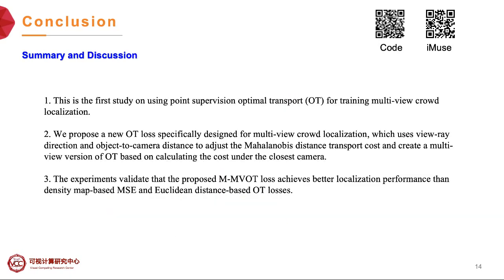In this work, we propose a novel MMVOT loss, which is specially designed for multiview crowd localization. As far as we know, this is the first study on point supervision for multiview crowd localization methods, which advances the research on multiview crowd localization tasks. The proposed loss uses view ray-directed and object-to-camera distance-adjusted Mahalanobis distance in the cost calculation in order to counteract the distortions created during the projection step, and then it is applied to multi-camera views by calculating the cost under the closest camera. The experiments validate that the proposed MMVOT loss achieves better localization performance than density map-based MSE and Euclidean distance-based losses.